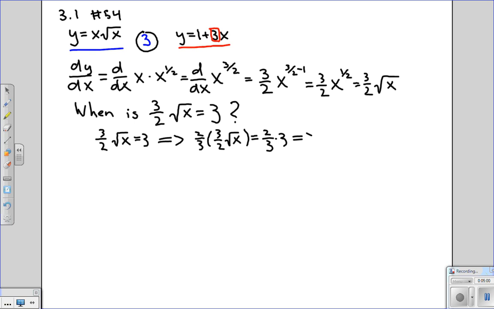Now, why did we multiply by 2/3? Well, now the 2/3 and the 3/2 in front of the square root x cancel out. So we get square root x is equal to, and then if you look at the right-hand side, the 3 and the 3 cancel out, and we get 2. So if the square root of x is equal to 2, then of course that means x is equal to 4.